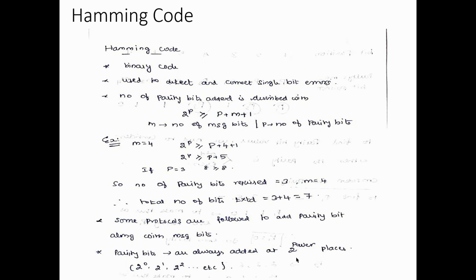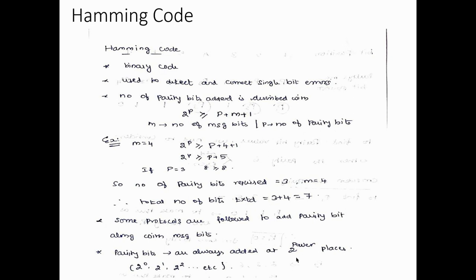In this lecture, we are going to discuss Hamming codes. Normally, the Hamming code is a binary code which is used to detect an error and correct a single bit error. It is a type of error detection and error correction code, and this code is applicable for detection and correction of a single bit error. For the detection and correction of error, the Hamming code uses parity bits.